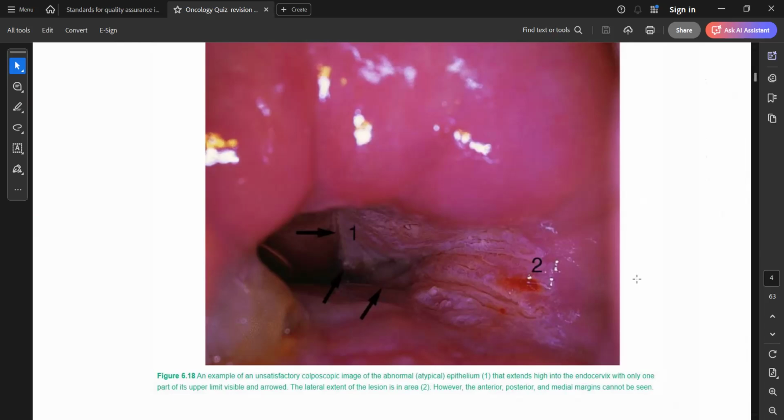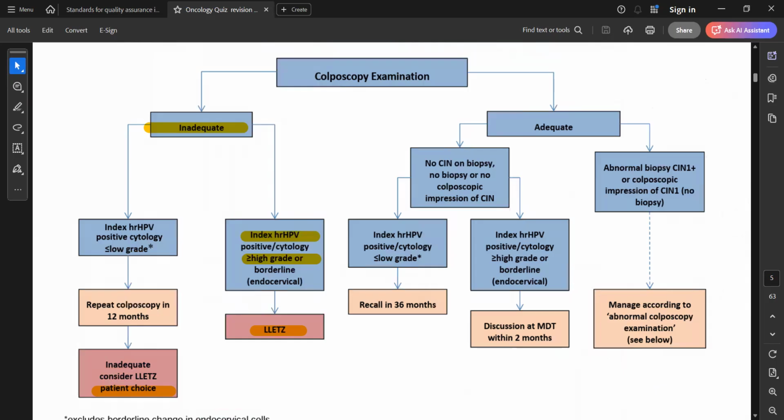This is what we call unsatisfactory colposcopic image. Unsatisfactory means I, as a colposcopist, am not satisfied with what I'm seeing. I cannot really comment on what this woman is having, because I cannot see the edge of the abnormality. This is what we call an unsatisfactory colposcopic image.